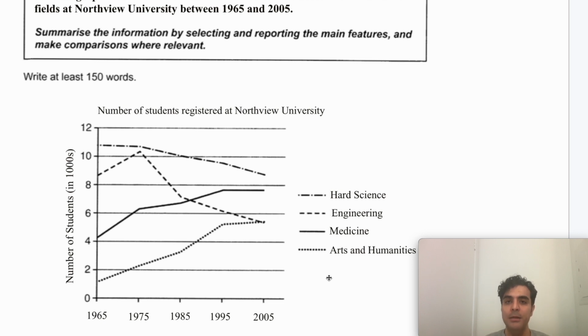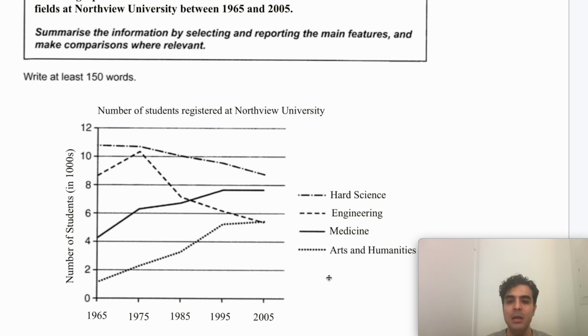Well, number 1, for your first key point, try to come up with a general overview of what has happened to these variables. What do I mean? I'll show you. If you look at the general trends here, and you ignore any increases or decreases that happened in between, you'll notice that we have a declining trend for hard science and engineering majors, and we have an increasing trend for medicine, arts, and humanities. So this itself can serve as a key point for your response.